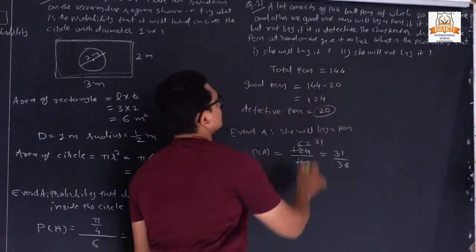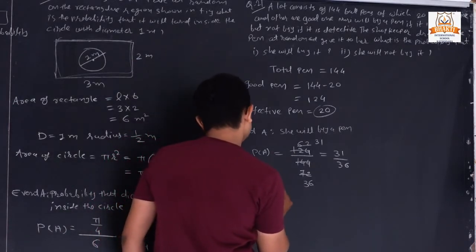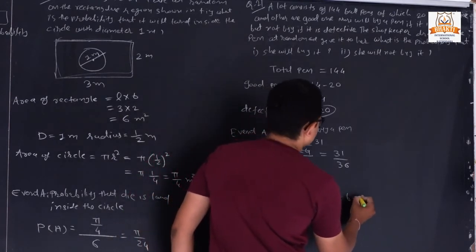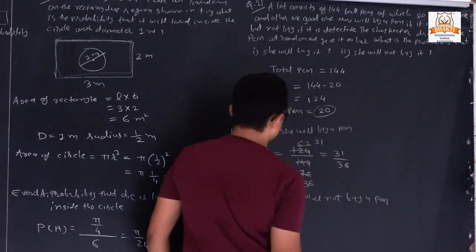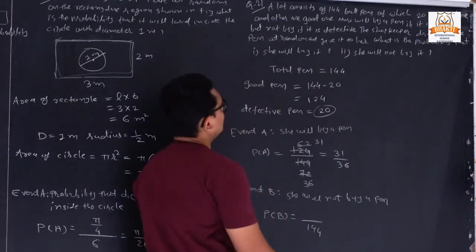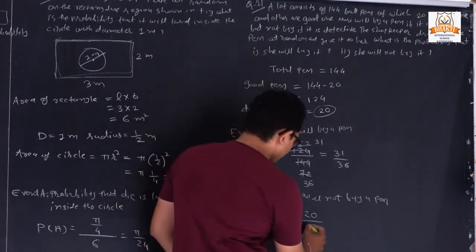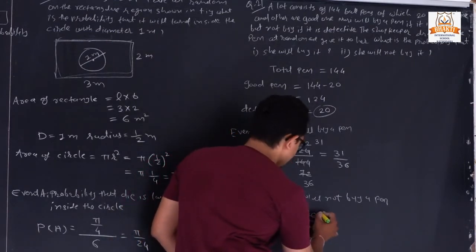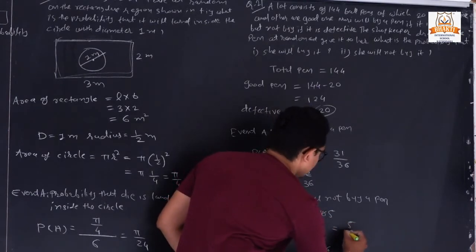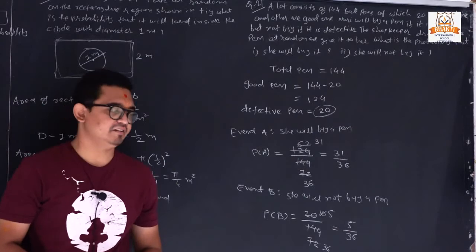Now the second event: she will not buy a pen. If it is defective, she can't buy. So event B, she will not buy a pen. P of B is equal to, the total pens are 144, out of which 20 are defective. Once again we can reduce it: 10 and 72, then 5 and 36. So the answer is 5 upon 36. So that is our question number 21.